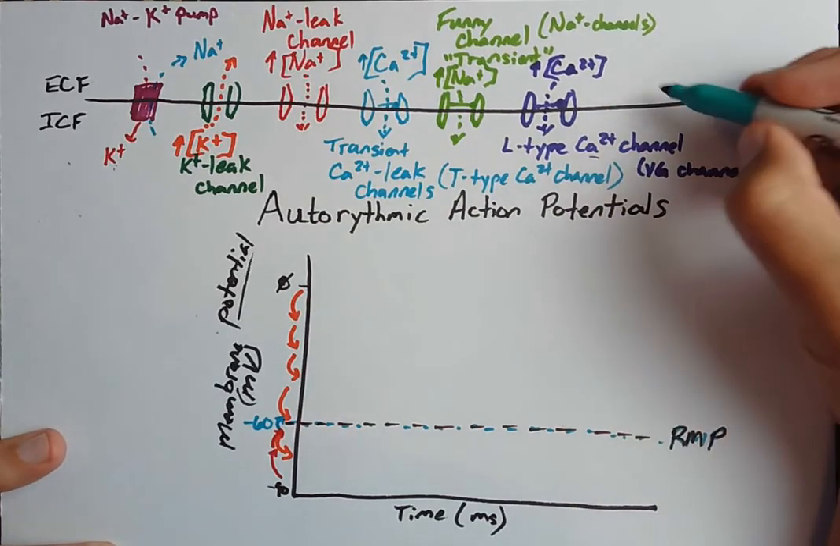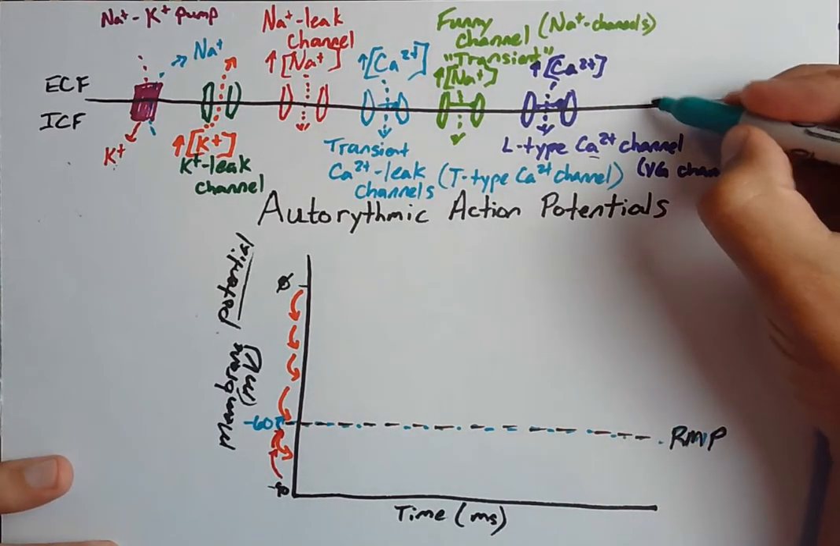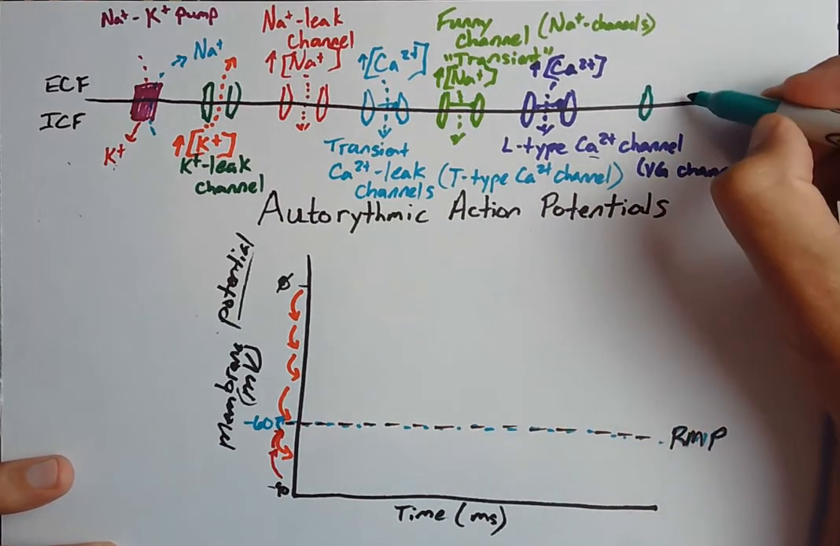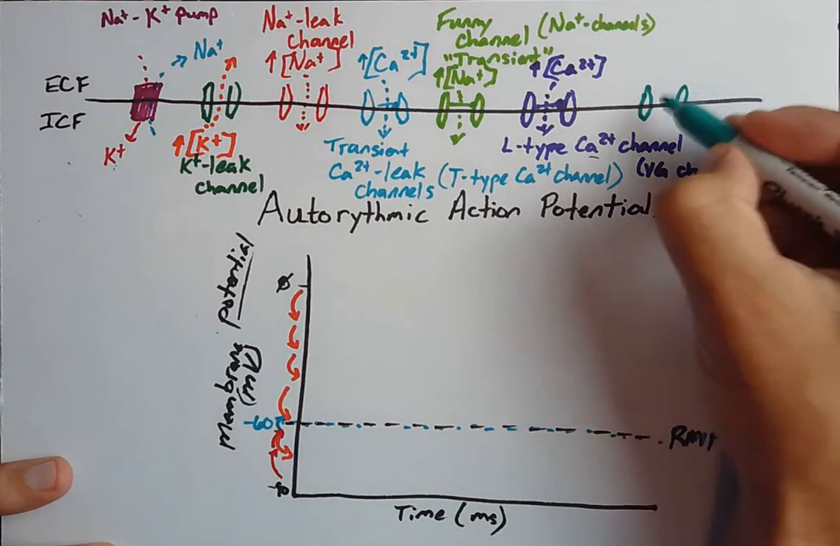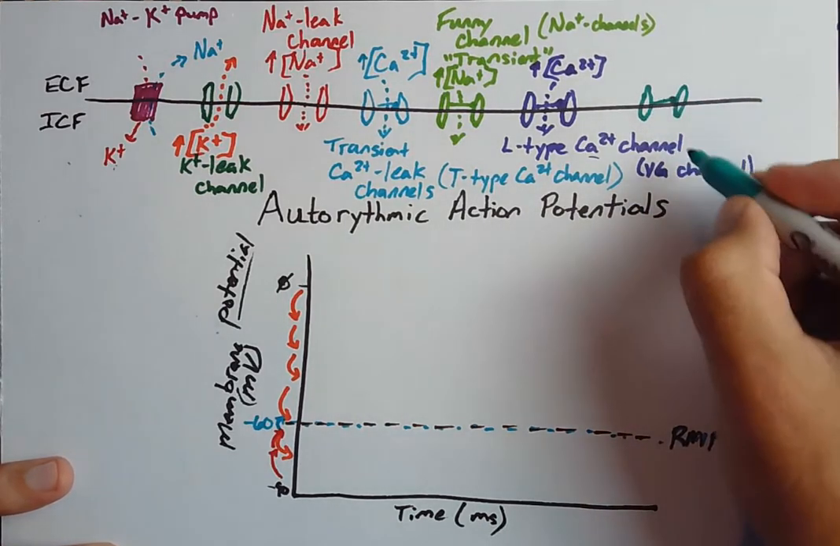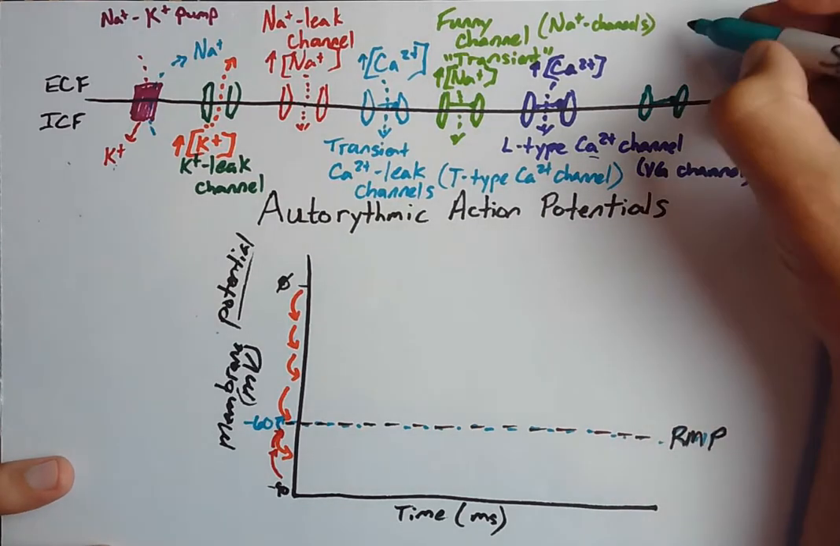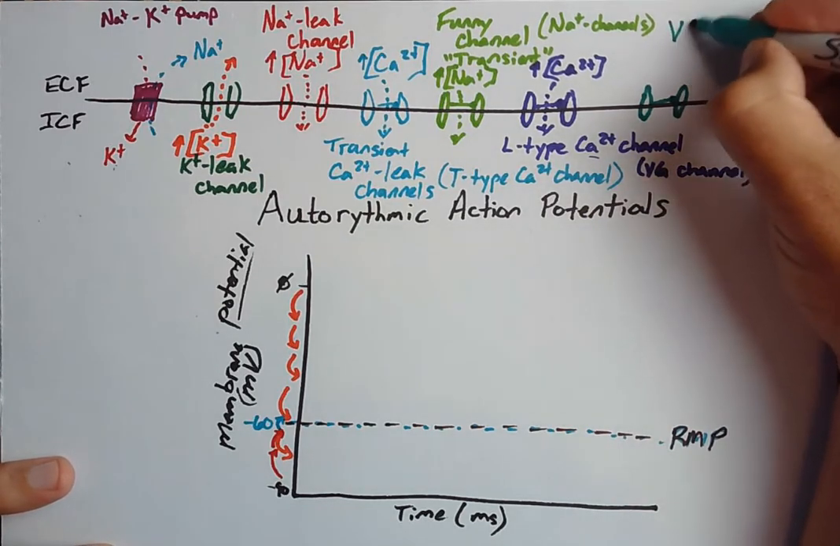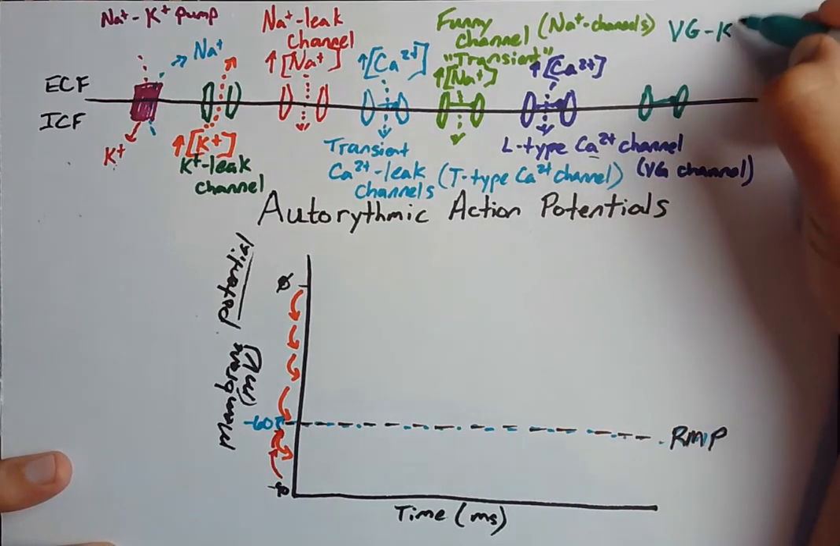Now, the last piece of the puzzle that we're going to see in this particular example, yes, there's one more. You guys got this. Stick with me. All right. Is another gated channel, and this is going to be another type of voltage gated channel. This is one that hopefully you've learned about before. This is going to be a voltage gated potassium channel.